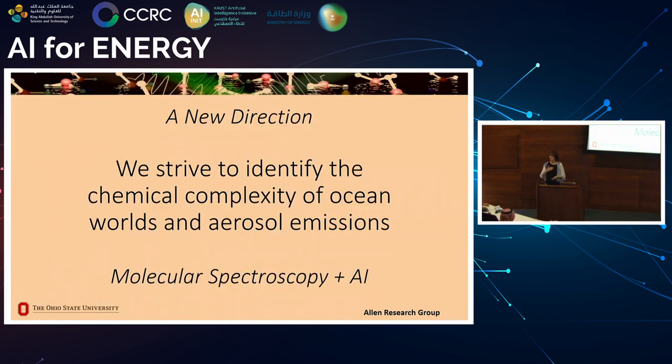So all of this, and I mentioned before that we're really interested in applying, and a lot of our data is utilized in climate models and thought about to provoke certain kinds of questions with thundercloud electrification. But a new direction was we wanted to understand more about the complex system. So we strive to identify the chemical complexity of ocean worlds. I say ocean worlds because beyond the Earth, there are, for example, Enceladus, and aerosol emissions from the ocean surface. So we think the answer is molecular spectroscopy with AI.